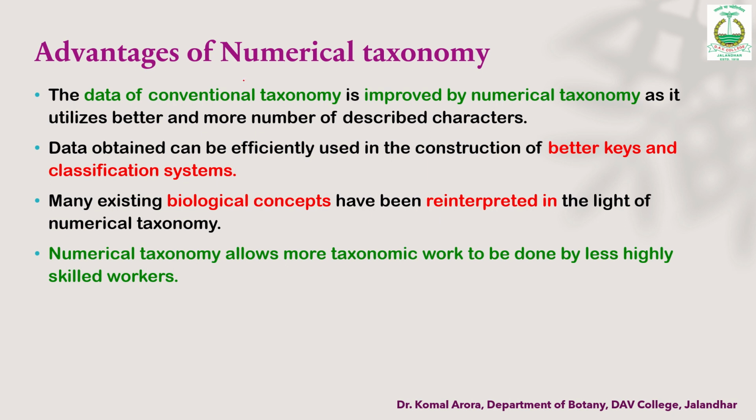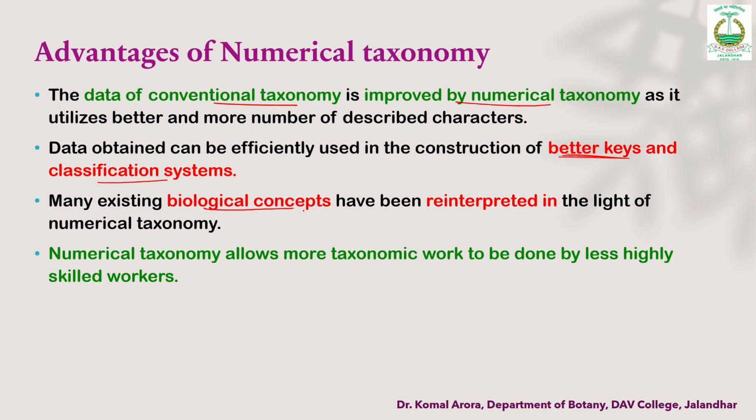Now, what are the advantages of numerical taxonomy? The data of conventional taxonomy is improved by numerical taxonomy, because we are taking a large number of characters at a time. Data obtained can be efficiently used in construction of better keys because we can identify the relationships. So we can accordingly assign different groups, which groups are to be closely placed, which are to be distantly placed. That all information can be generated from this.